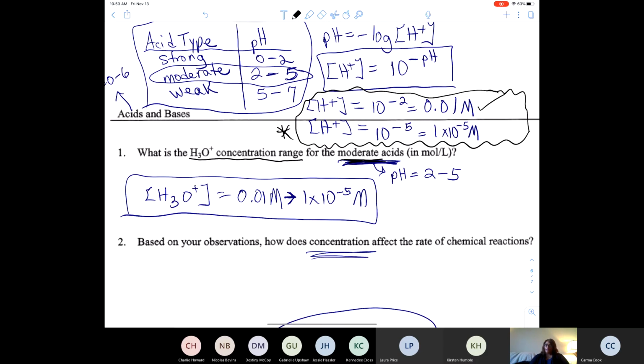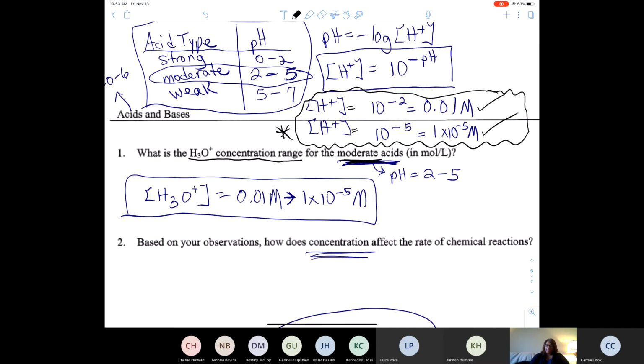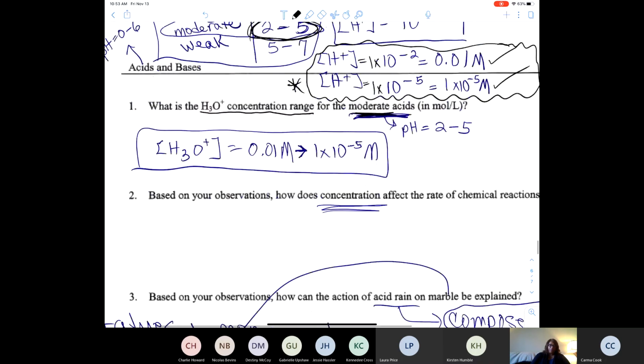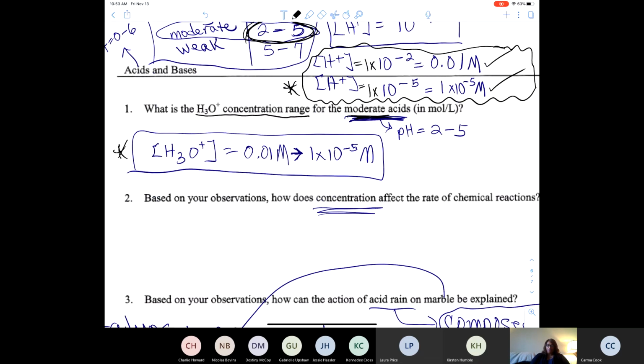So those will be the values for concentration of H plus or H3O plus at those pH values. The lower end is 2 for moderate acids. The upper end is 5. So therefore, the concentration of H3O plus ranges from 0.01 molarity for a pH of 2 to 1 times 10 to the negative 5th molarity for a pH of 5.